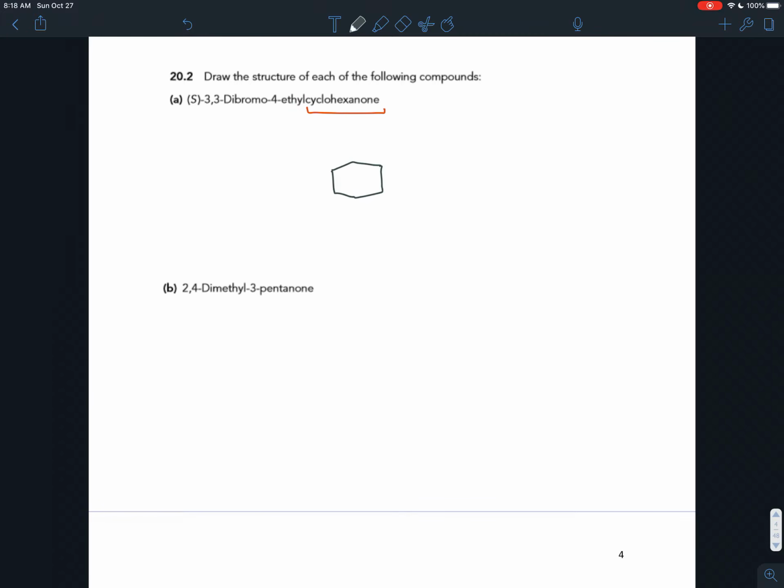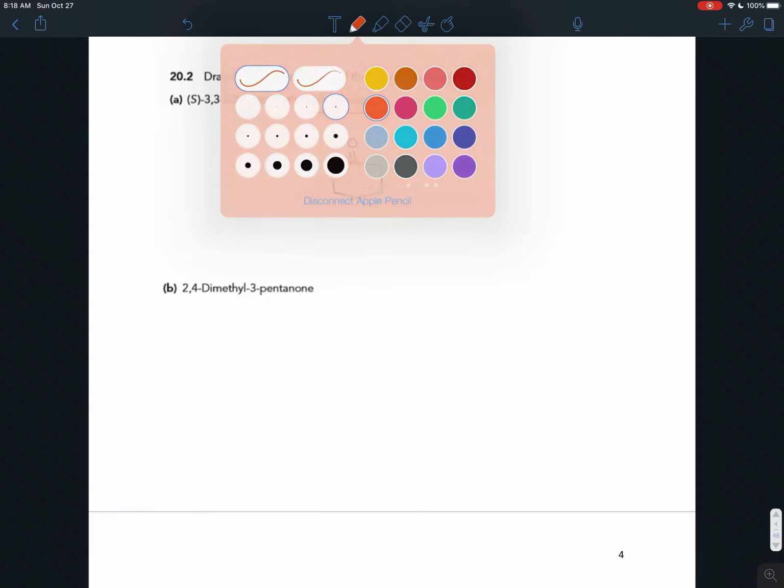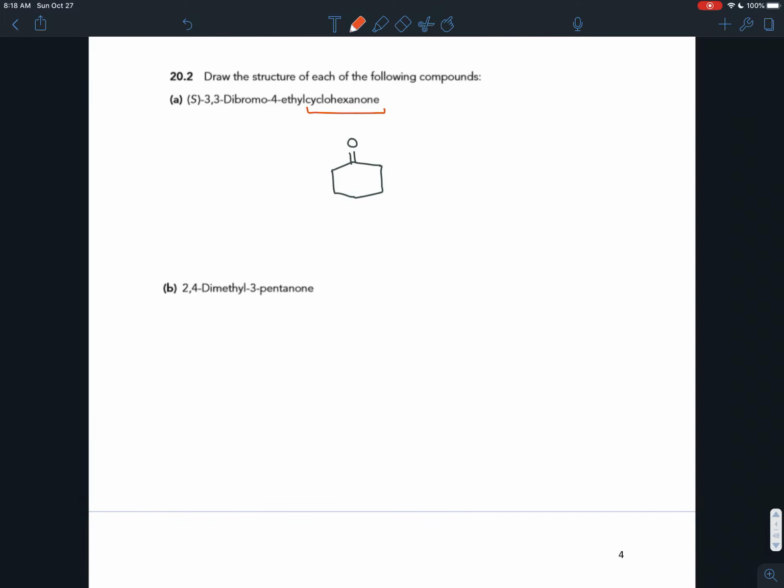Now they don't tell us where to put the ketone, and the reason for that is wherever we put the ketone, that will be carbon number 1. So we could put it anywhere we want. We just have to make sure we number that as carbon number 1. I'm going to put that at the top. Now we're drawing the molecule, so we get to number this however we want. We have to put the 1 where we put the ketone, otherwise you could choose to go either way. I'm going to go clockwise.